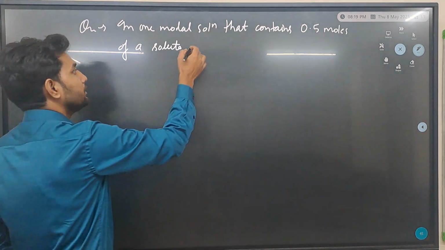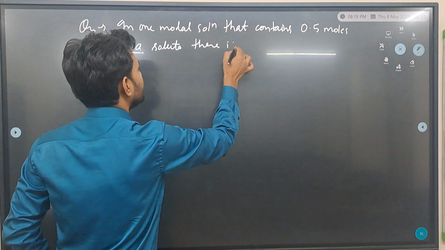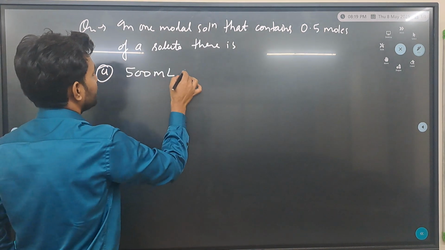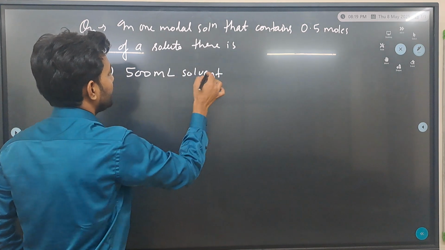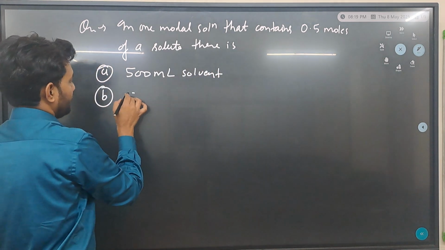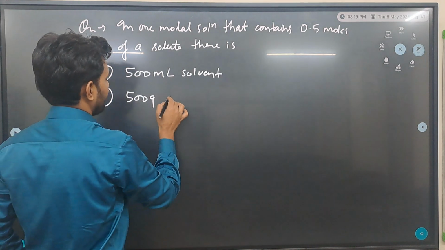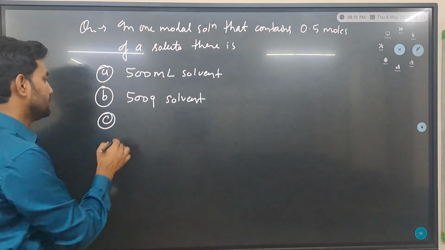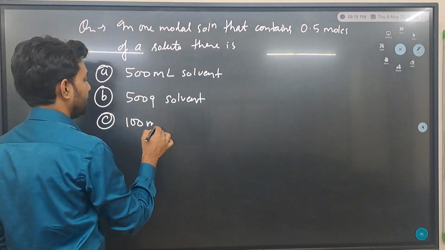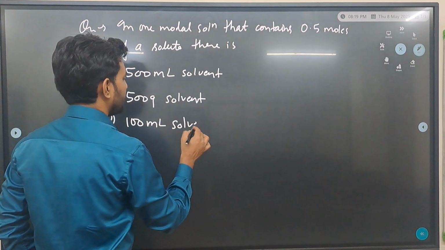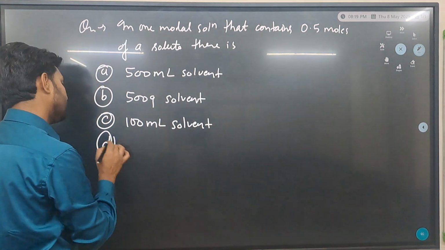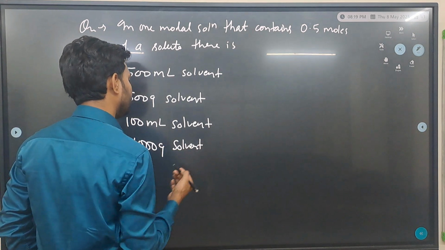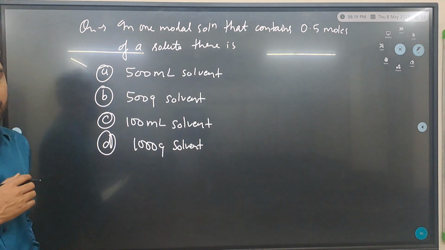There is option A, 500 ml solvent present. Option B, 500 gram solvent present. Option C is 100 ml solvent present, and option D was 1000 gram solvent present. Okay, so these are the options.